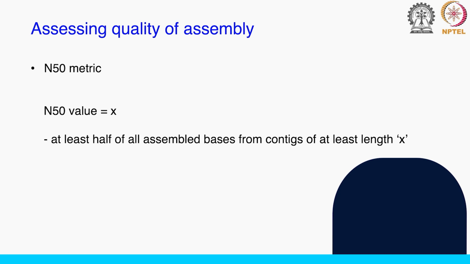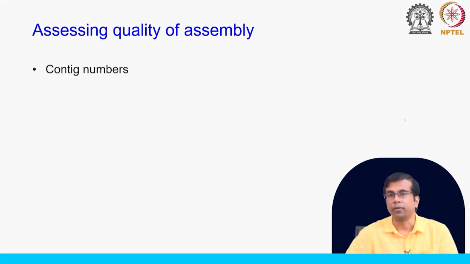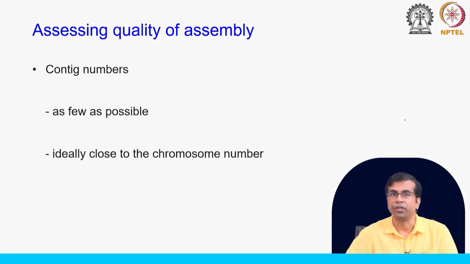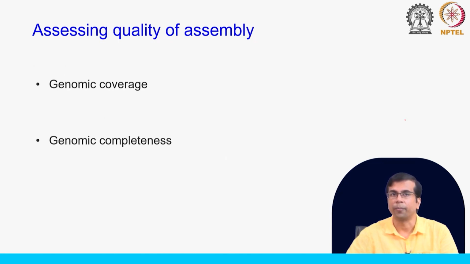And you want this value to be higher, that would mean you have managed to get close to the actual chromosome or genome. Okay. So, we also look at contig numbers, and we want these numbers to be small, as few as possible, and in an ideal world we want these to be close to the chromosome number. Okay.